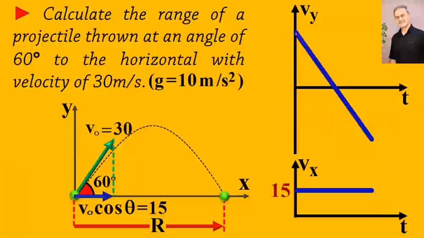Okay, for completing this vy versus t, I indicate the v0 y component, which is v0 sine of theta here. Okay, substituting the values, 30 times sine of 60 degrees will give you 26 meters per second, and so at the beginning vy has been 26. Pay attention, I'm going to find this time.